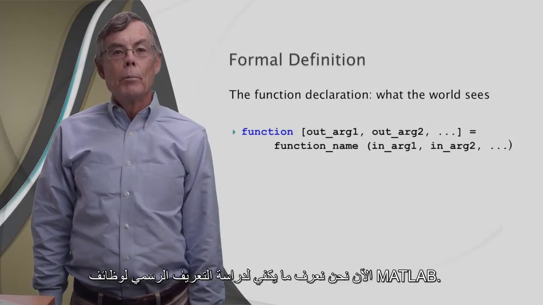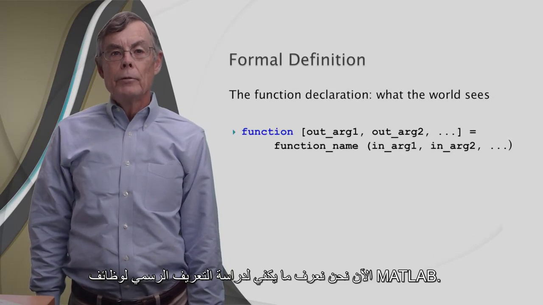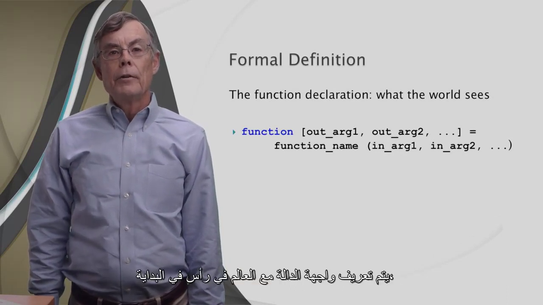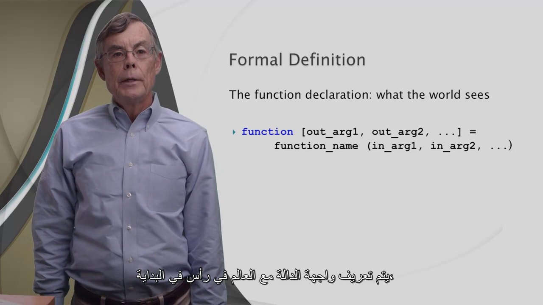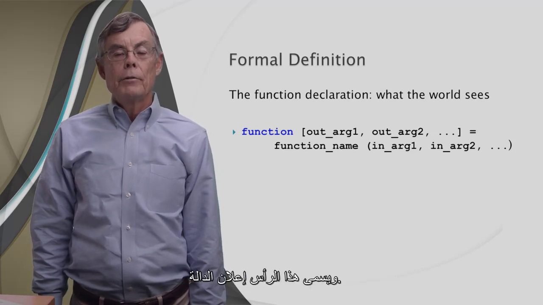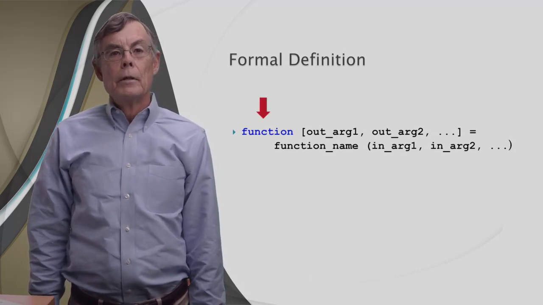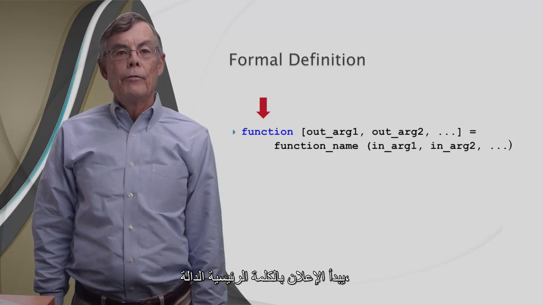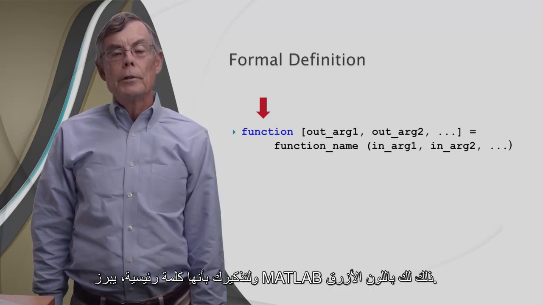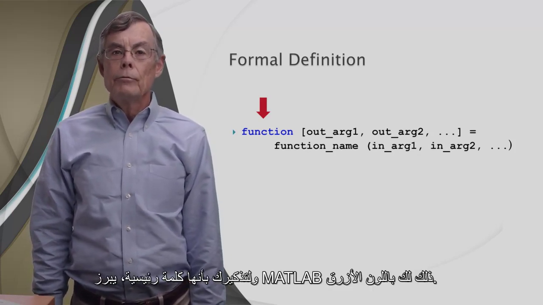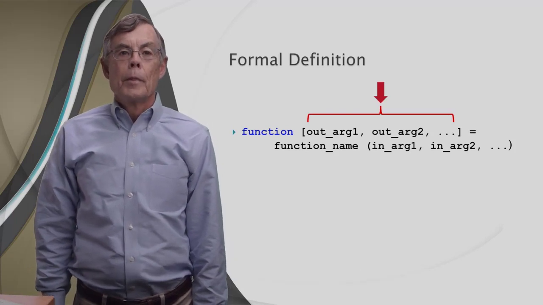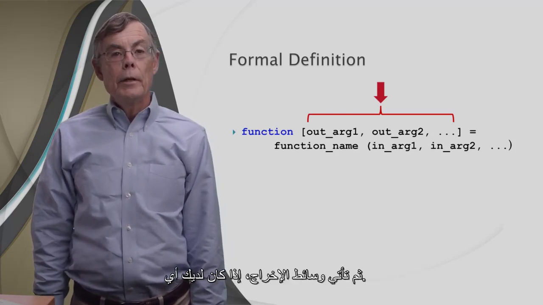Know enough to study the formal definition of MATLAB functions. A function's interface with the world is defined in a header at the beginning, and that header is called the function declaration. The declaration starts with the function keyword, and to remind you that it's a keyword, MATLAB highlights it for you in blue. Then come the output arguments, if you have any.